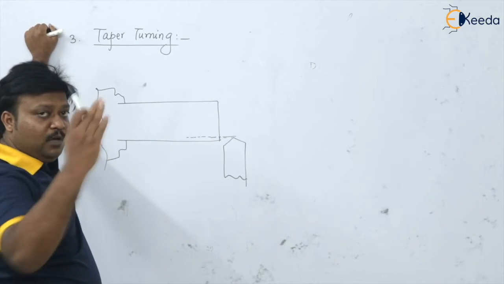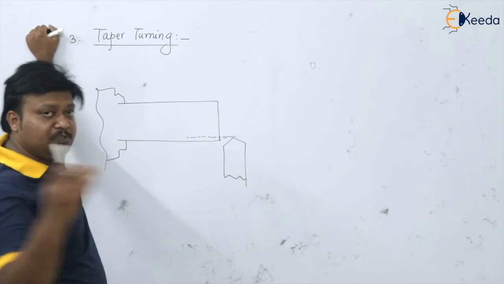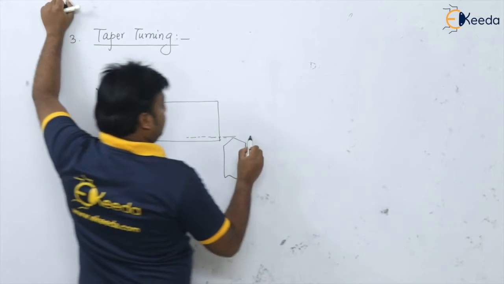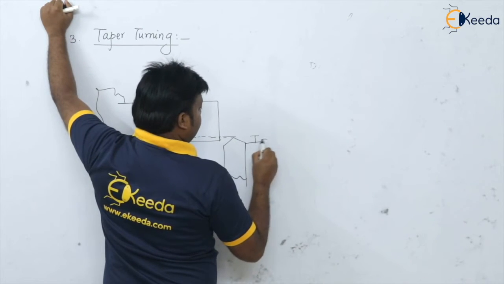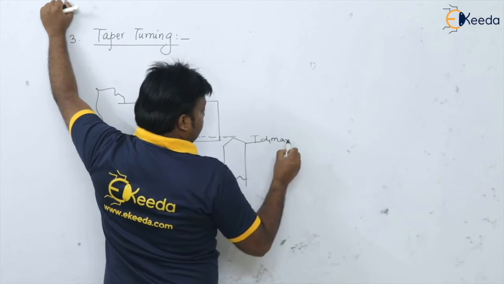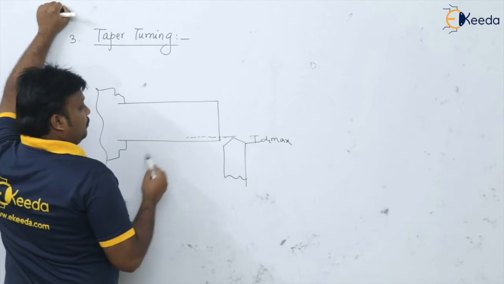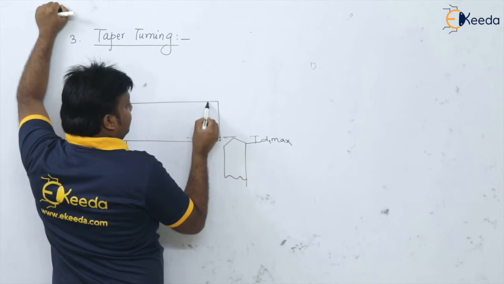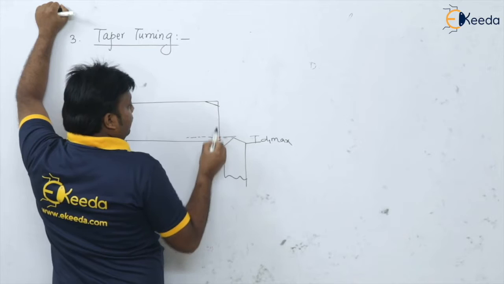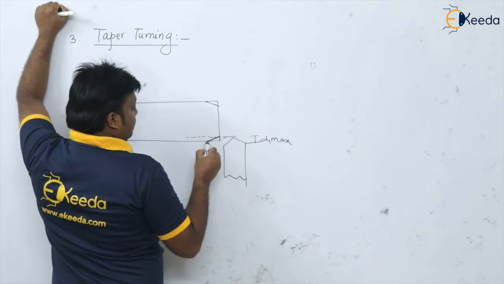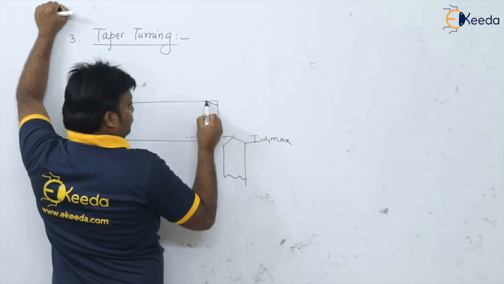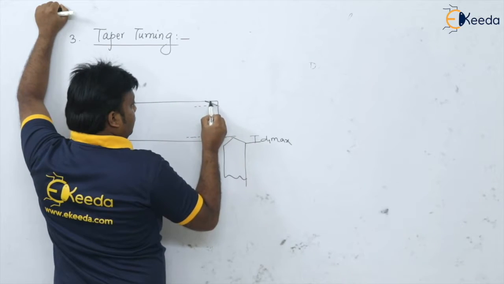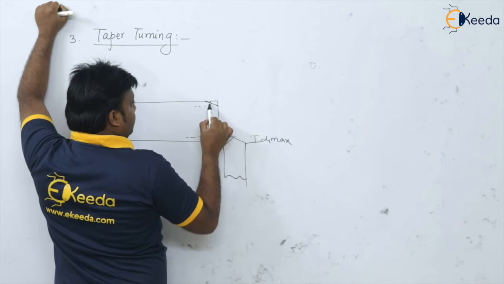It is not possible to do the entire operation in a single cut, so of course we have to go step by step. Say this is the depth of cut D1 max, and please remember, for every cut we have the same depth of cut. So for the first cut we get this value. This is nothing but, say, theta.